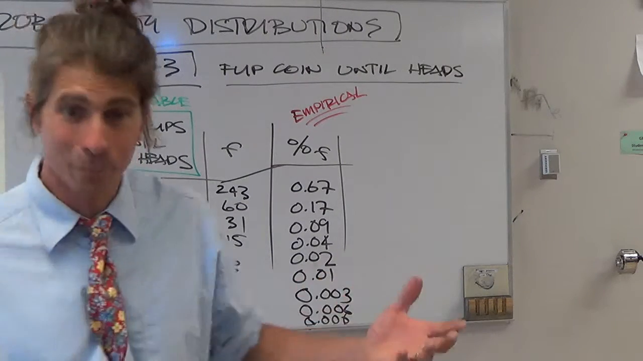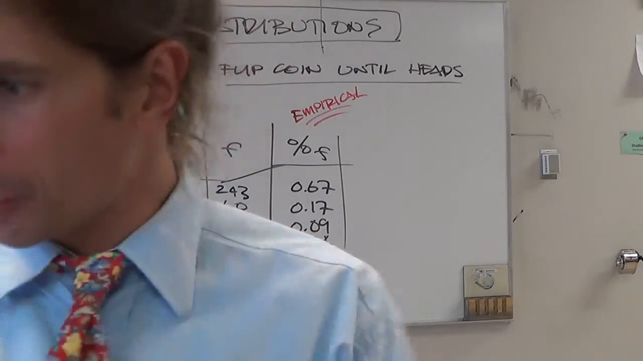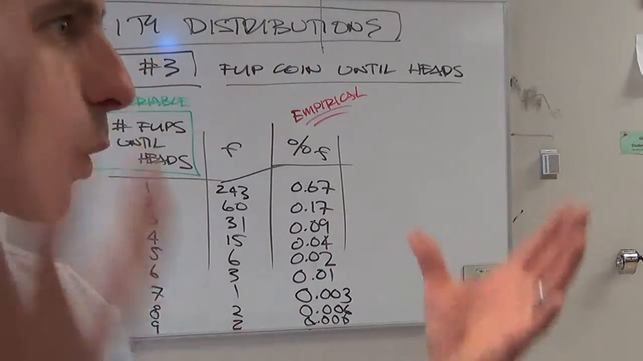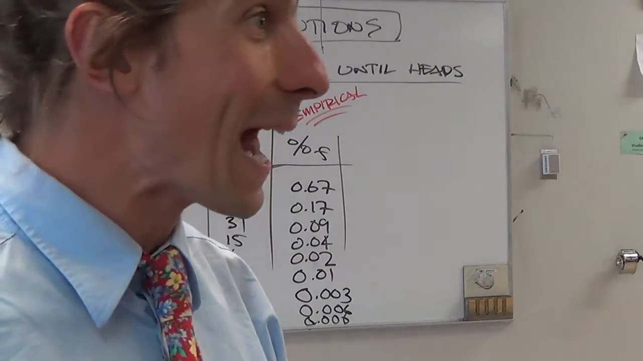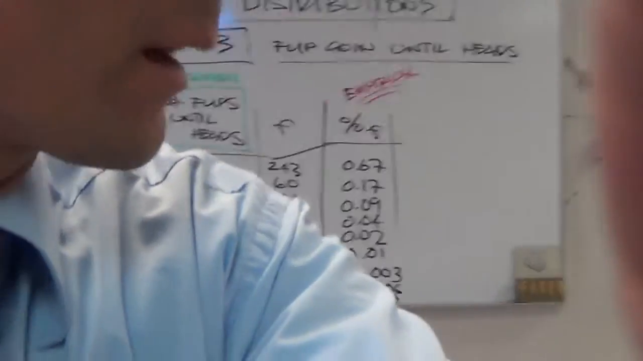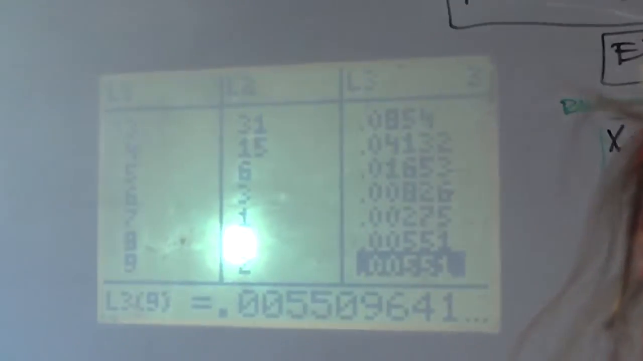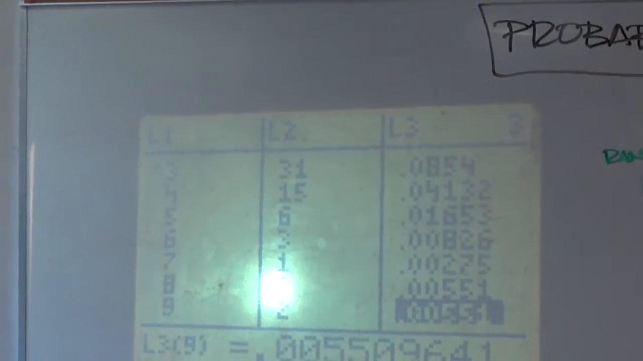What are you going to run? You're going to run one-variable stats. That's why I said we've been working on statistics. Just make sure you pull the right columns. So come over here. Oh, careful.